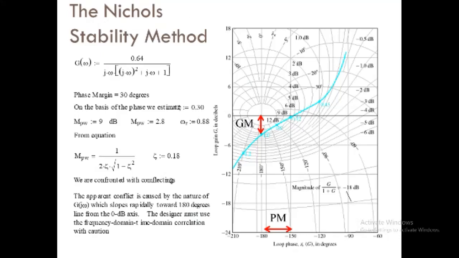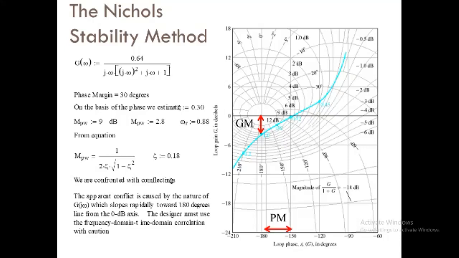So according to this, G of j omega is equal to 0.64 upon j omega into (j omega squared plus j omega plus 1). Here we are going to consider the phase margin equal to 30 degrees. On the basis of this phase margin, we estimate sigma equal to 0.30. So Mp is equal to 9 dB, that is 2.8, and omega r is equal to 0.88. From this equation, Mp is equal to 1 upon 2 sigma under root of 1 minus sigma squared, and the value of sigma is 0.30.